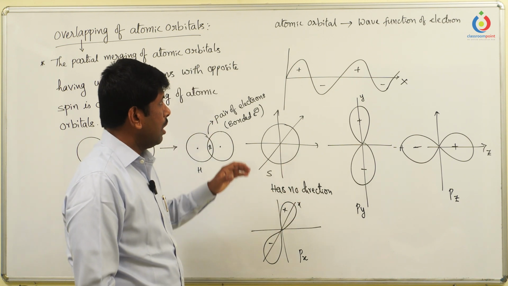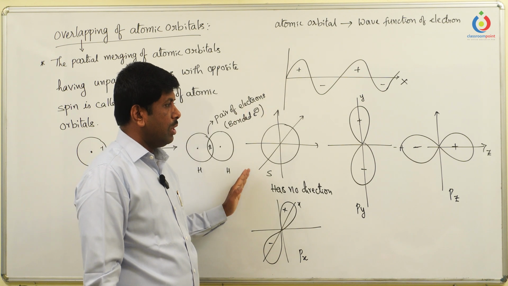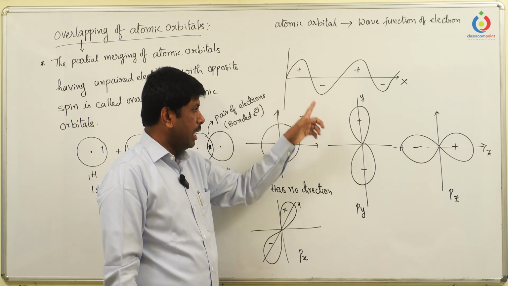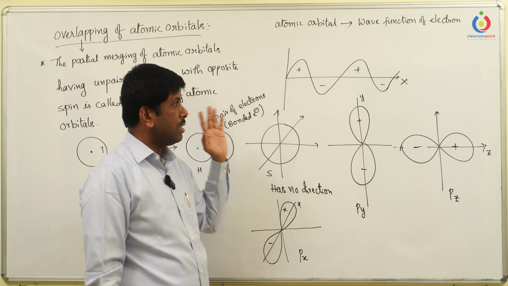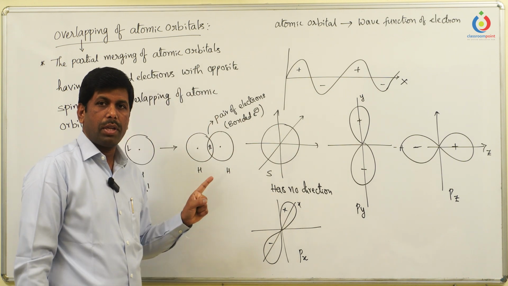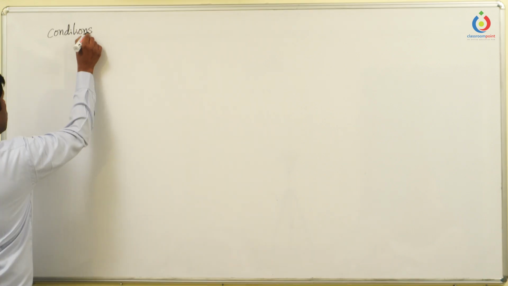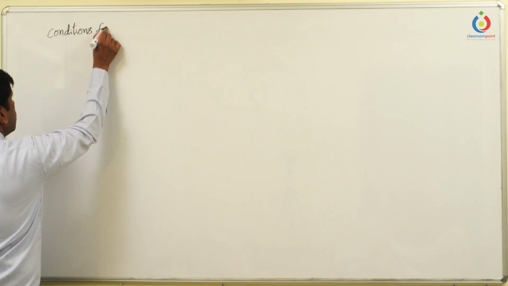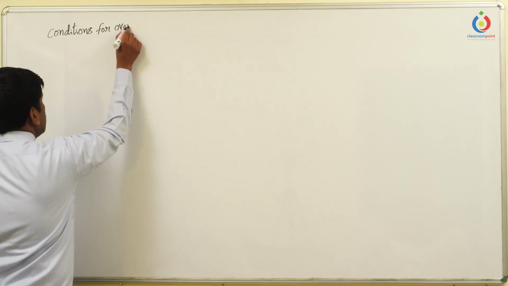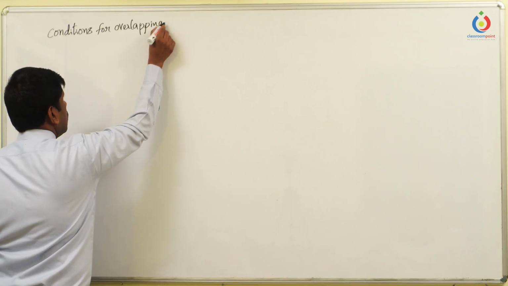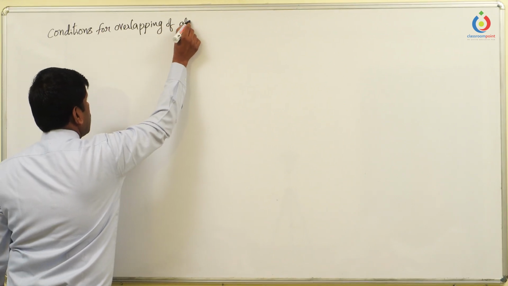Now let us see how these atomic orbitals are going to overlap and what the conditions required are. This is the diagram of the atomic orbitals. Now let us discuss the conditions required for the overlapping of atomic orbitals.